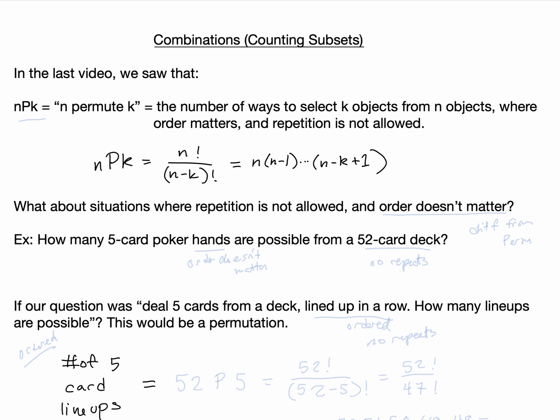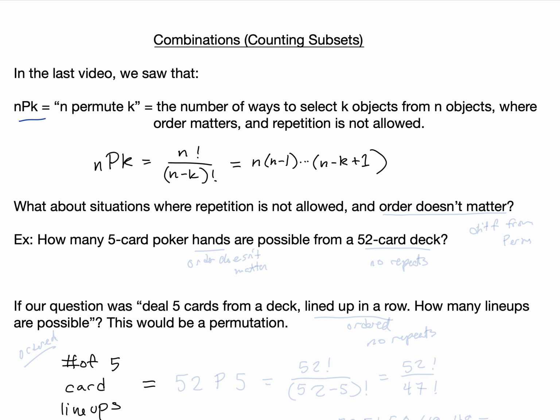In this video, we're going to talk about combinations. This is the number of ways to select k objects from n objects where order doesn't matter and repetitions are not allowed. So in the last video, we looked at n permute k and saw that that was the number of ways to select k objects from n objects where order does matter and repetition is not allowed.